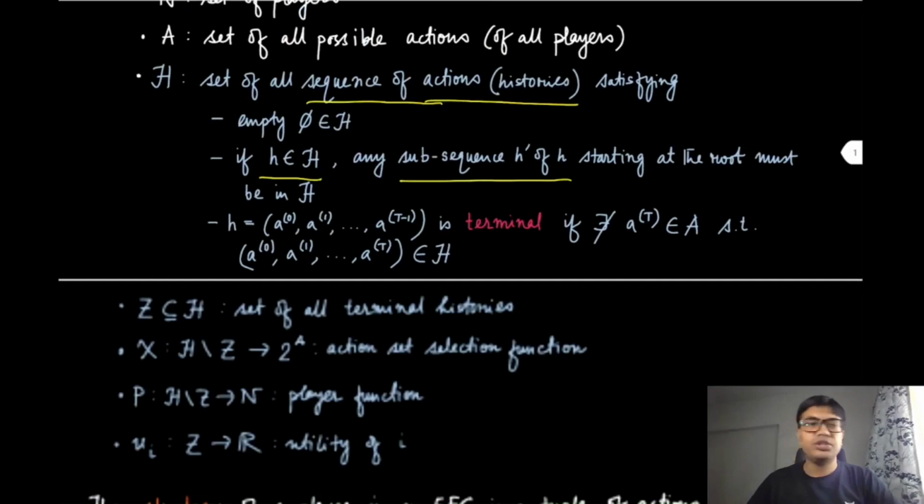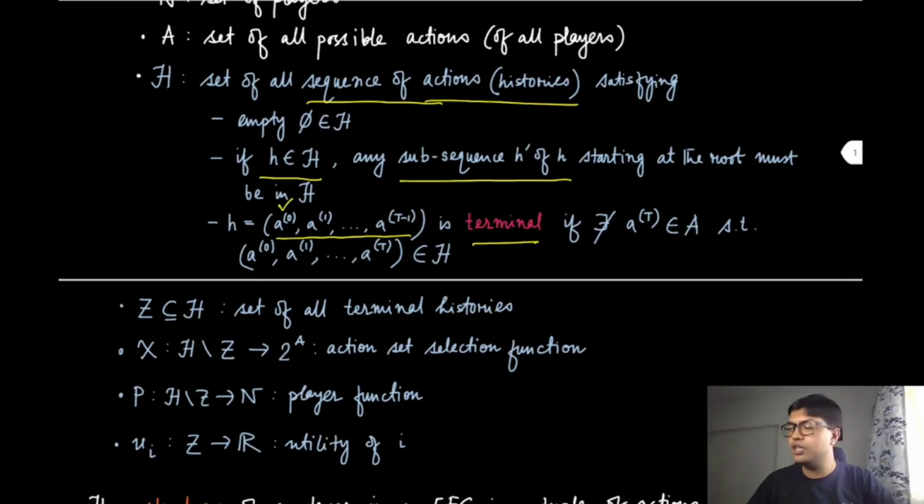And we are going to name a specific type of history a terminal history. So what is it? It is a sequence of actions. Let's say it has passed already T rounds. So in the 0th round, some player has played A0. In the first round, the next player has played A1, and so on until the action T-1 was played.